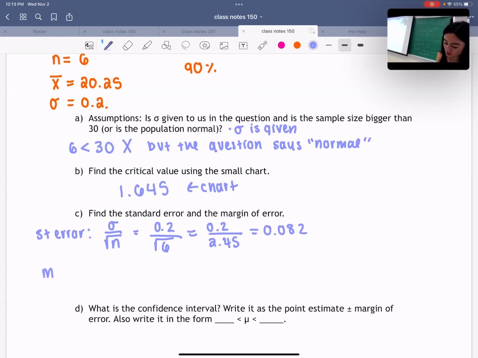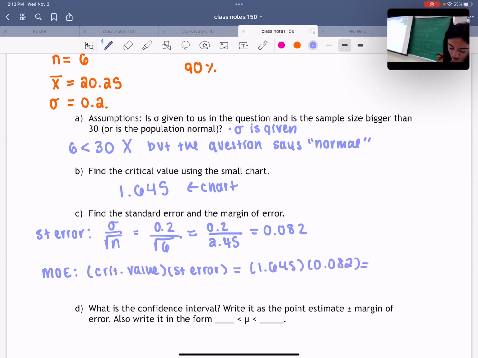How do I find the margin of error? Multiply the critical value and the standard error, the two numbers that you just found, multiply them together. Let me actually write this out for our notes. So take the critical value, take the standard error, and multiply them together. So 1.645 times 0.082, and that gives me 0.135. The margin of error is the number that we want to find.